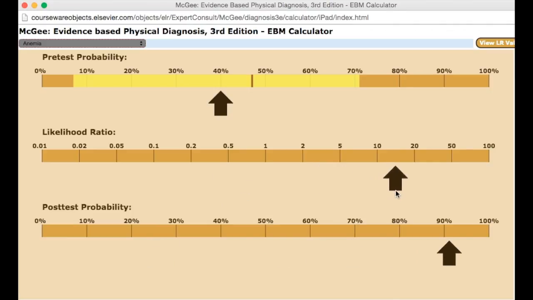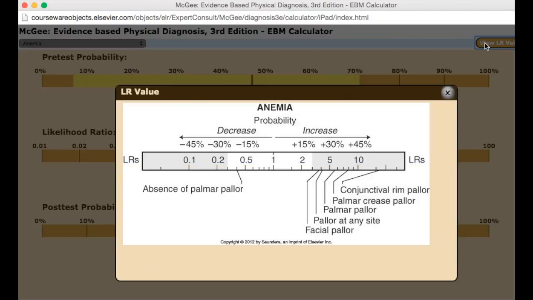Finally, let's look at conjunctival rim pallor, which, as we remember, had a positive likelihood ratio of 16.7 for detecting at least mild anemia. So that takes our pretest probability from 40% to a post-test probability of over 90% that this patient has at least a hemoglobin less than 11. Now, the negative likelihood ratio for conjunctival rim pallor was 0.5, not quite as helpful, taking our pretest probability of 40% down to a post-test probability of about 25% that this patient's anemic. Here's a figure from McGee's evidence-based physical diagnosis that illustrates how some of the different physical exam findings we've talked about today influence your thinking about a patient and whether or not they have chronic anemia.